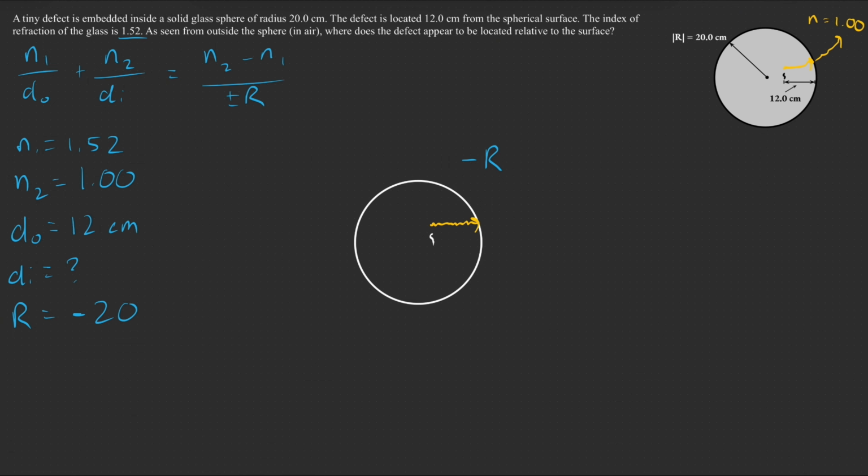We also said that if the center of curvature of the radius is on the same side as our object, it's negative. It's just another way to think about it. But given this information, we can determine that our R is going to be a negative value. So now that we have all of these values, we can plug them into our equation. That's what I'm going to do right here. I'm plugging in N1, N2, DO, and R.